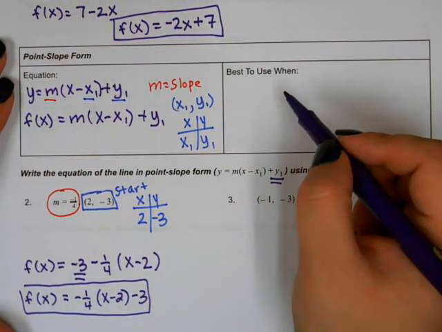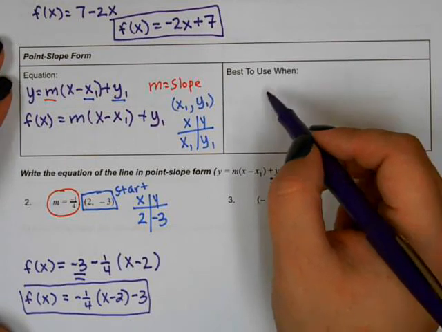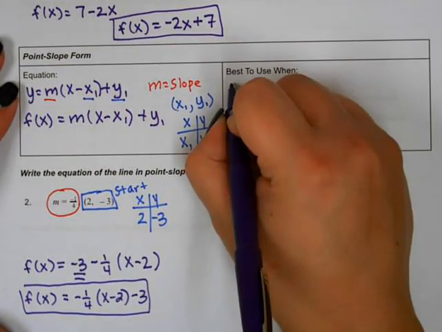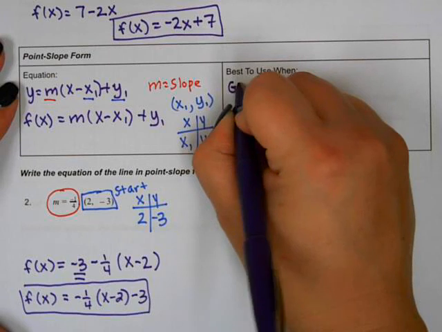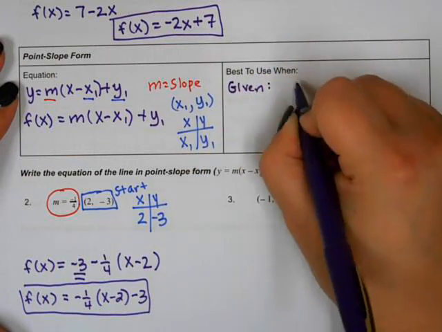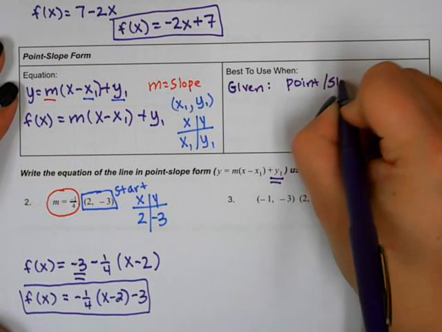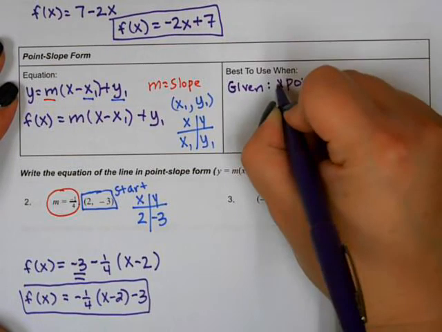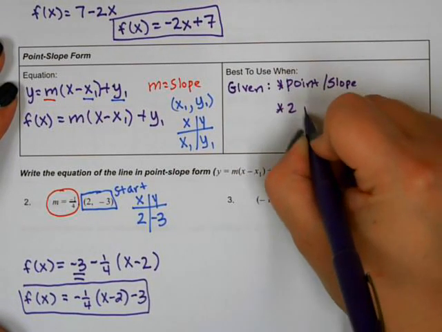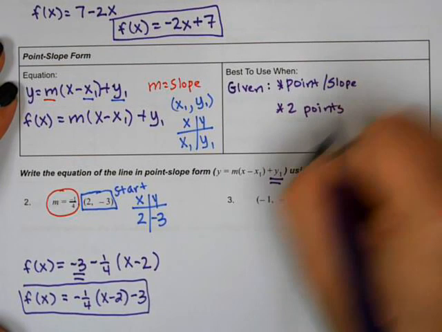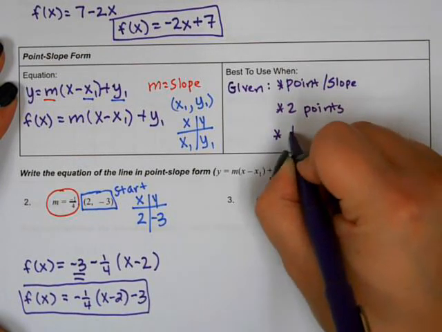So I'm going to jump back up here really quickly just to talk about when this is best to use. So it's best if we are given either a point and a slope, two points, or a table.